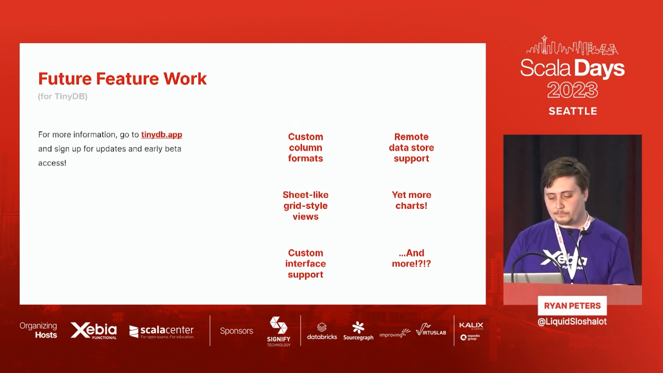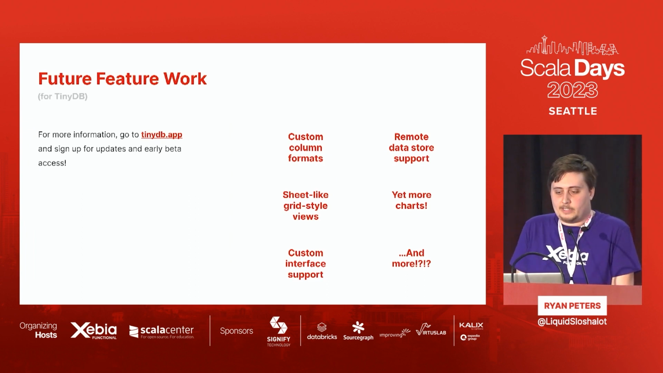But so this future feature work, there's all kinds of things that I wanted to do that I wasn't able to do in time, but they will be in here eventually. I want to have more custom column formats. I want to be able to say, if you have a value in a column, that it should be able to format a certain way, like say a date, for example. You want to be able to have a date formatted a certain way, maybe ISO format.